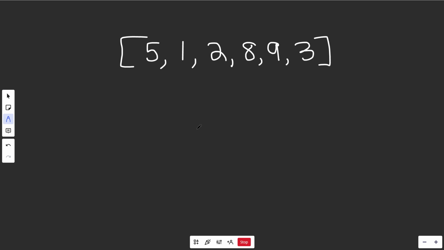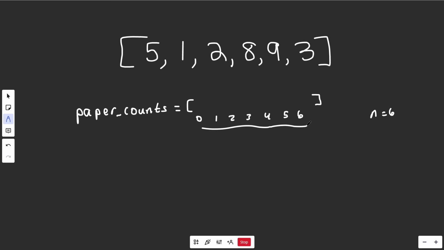Okay, so let's think about this a little bit differently now. Now what we're going to do is use a counting sort, which is going to help us in O of n time get the number of papers with x many citations. So what I mean by that is we're going to get a variable, call it paper counts. Okay, and this is going to have n plus 1 many positions here. So it's going to have indices 0, 1, 2, 3, 4, 5, and 6. So remember, n is equal to 6. So there's going to be 7 positions here, and they're going to be defaulted to zeros for now.